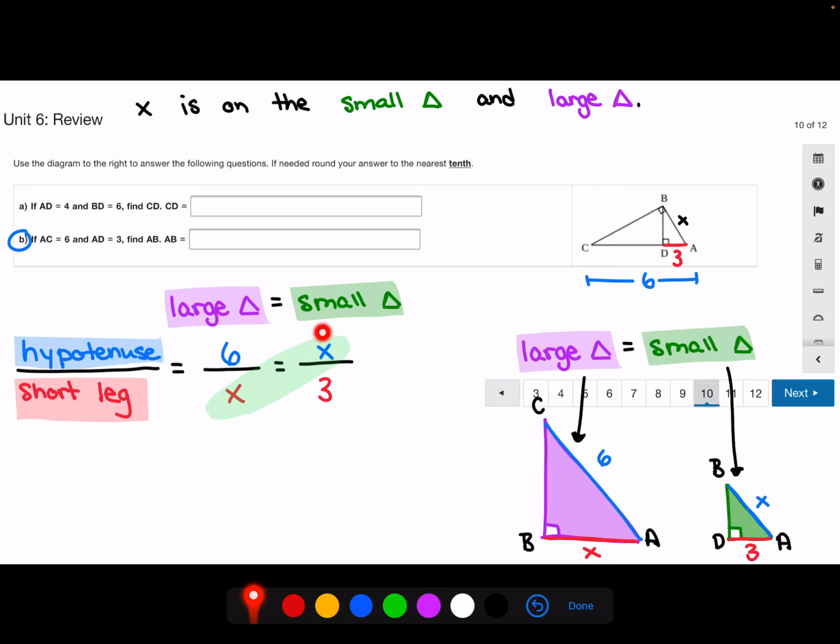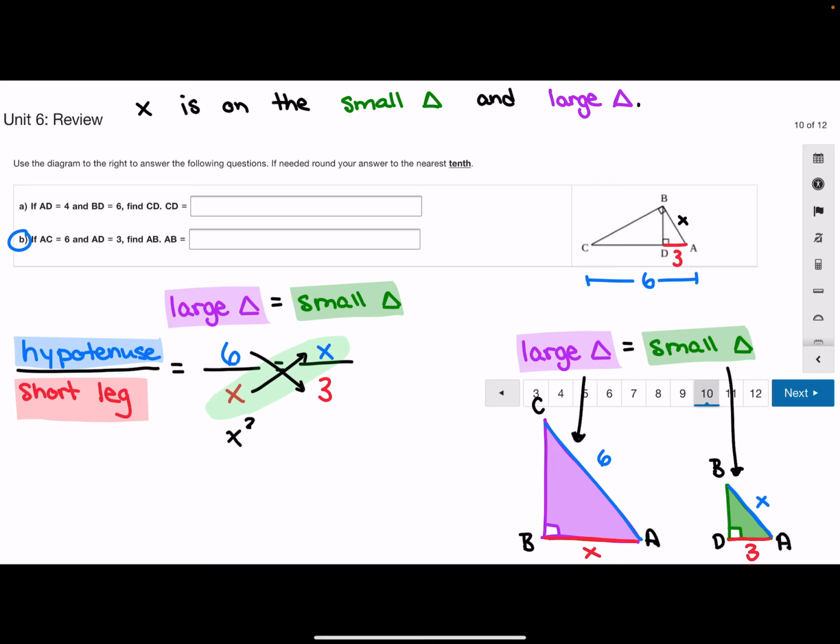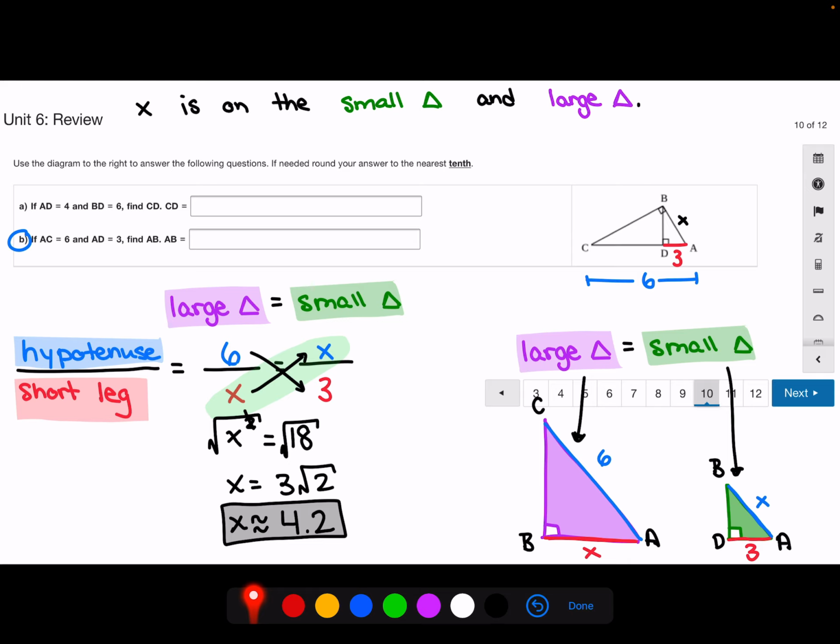We know that we're on the right track. We can check because we have a geometric mean, so we're doing it correctly. From here, we go ahead and cross multiply and solve. This will give us x squared equals 18. Taking the square root of both sides will give us about 4.2. And again, you can use that calculator over here in order to enter in those square roots.